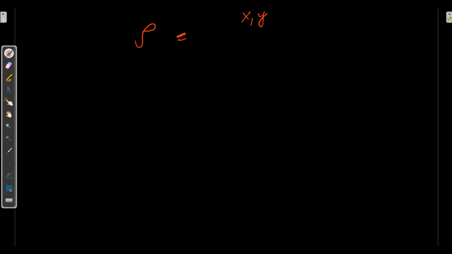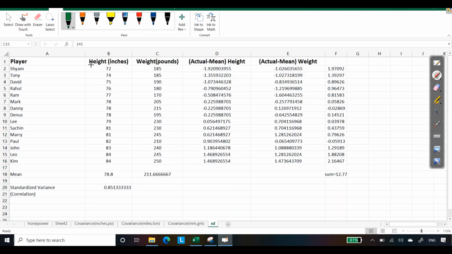Now if we see its properties, its value should lie between minus 1 and 1. Let's see this with the help of a data set. Here we have taken height and weight, height in inches, weight in pounds. And here I have calculated correlation with respect to height and weight, where we had xi, which is for individual. Then we calculated its mean. And after that, we calculated its standard deviation.